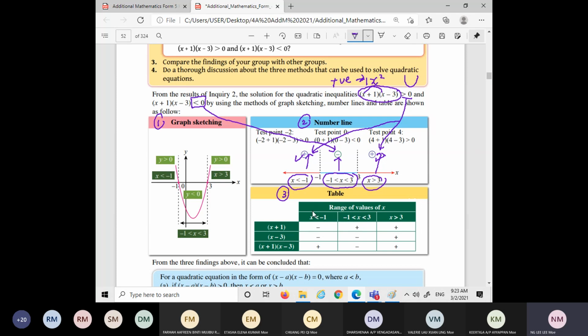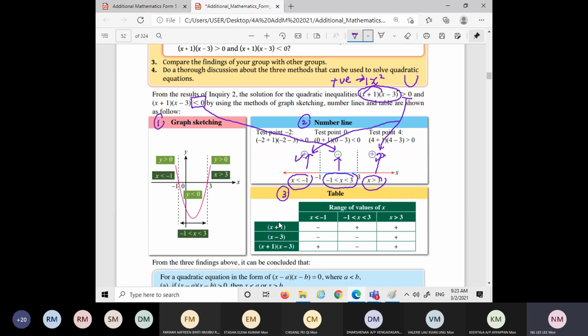One portion is x smaller than -1. One portion is from -1 to 3. The other portion is x greater than 3. Here you can write x plus 1 as one factor, and the other factor x minus 3. If x is smaller than -1, any number smaller than -1, so you have -2, -3, -4, and so on.